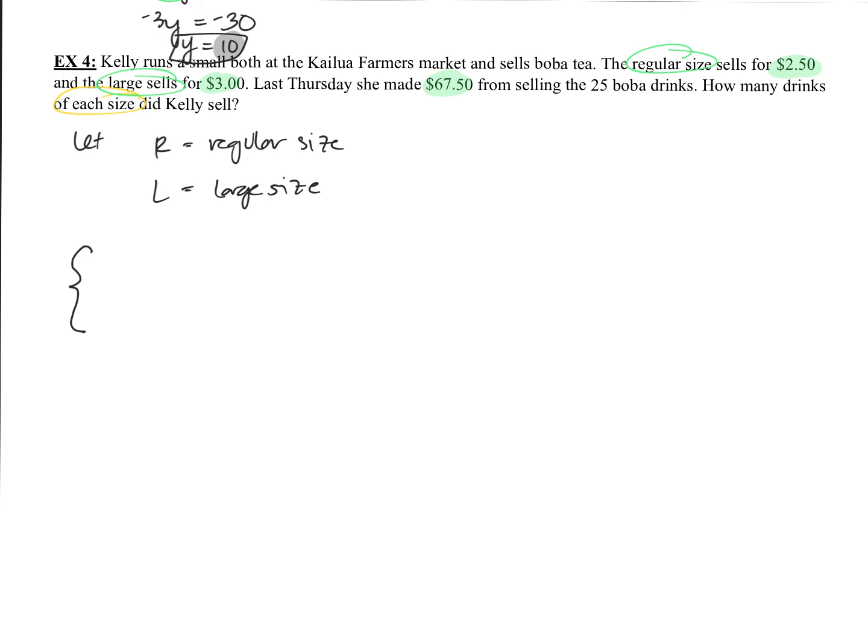Well, she made $67.50, right? How can we make that into an equation? Well, let's back this up real quick. If you told me that you made $15 last week, and I sell my drinks for $5 each, how many drinks did you sell? Well, you made a total of $15. Each drink sells for $5. That must mean you sold 3 drinks, right? In order to get the $15.